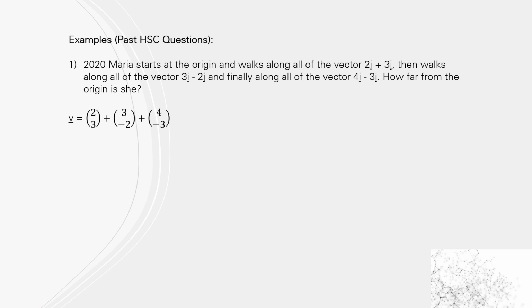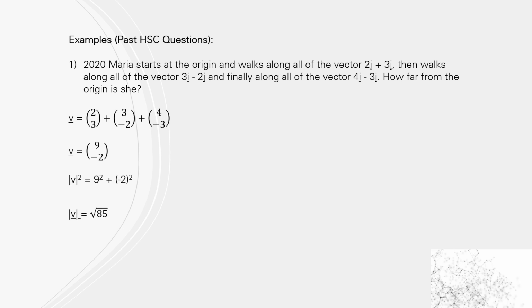So the first one, the vector 2i plus 3j can just be written as (2, 3). The vector 3i minus 2j can be written as (3, -2), and the vector 4i minus 3j can be written as (4, -3), and we're just going to add them. So you can add the x's and add the y's. So you get (9, -2). How far? So how far is a length? So we just use the rule that says that the vector squared equals x squared plus y squared.